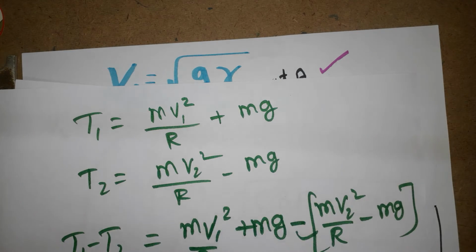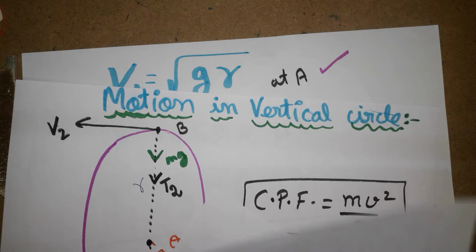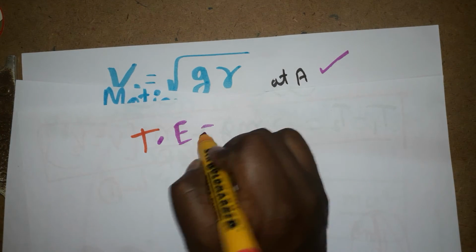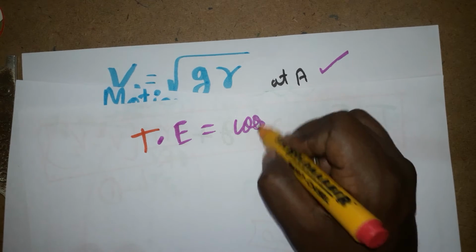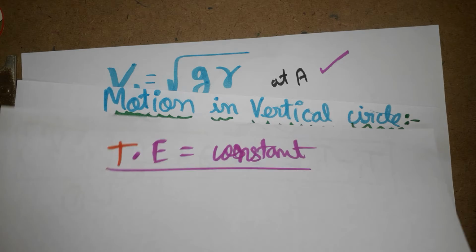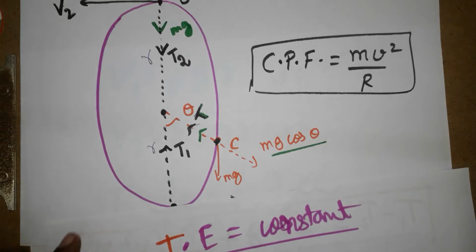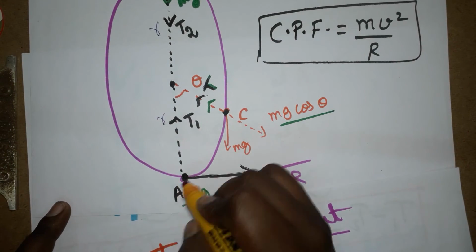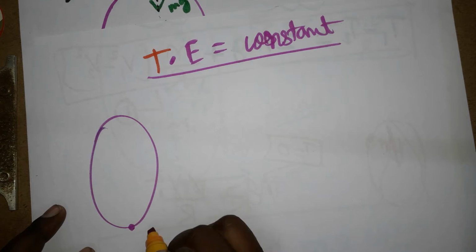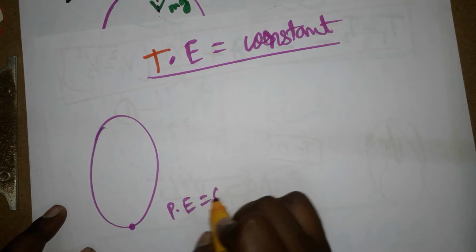Okay, next what I am going to do. Yeah, total energy is equal to constant. We are taking total energy is equal to constant, whether at the point of A or at the point of B. At the point of A, I am taking this as the ground. Okay, like this will be the circle. It is ground. There is no potential energy. Potential energy is equal to 0.